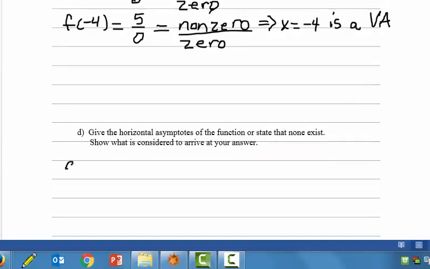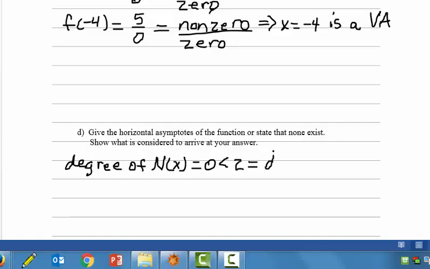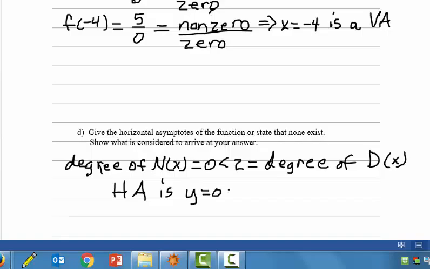Well, those are found by looking at the degree of the numerator, which we call n of x, which in this case is 0. The numerator had no variables in it, so its degree is 0. And that's smaller than 2, which is the degree of the denominator. So whenever the numerator degree is smaller than the denominator degree, the horizontal asymptote in that case is y equals 0, better known as the x-axis.